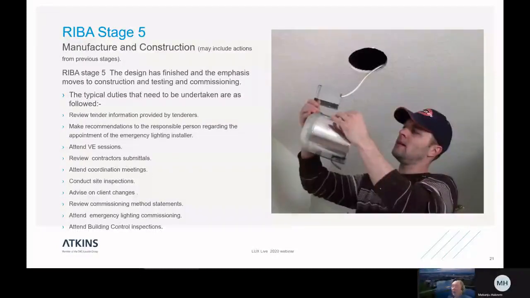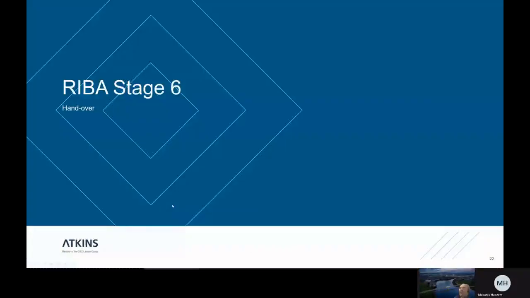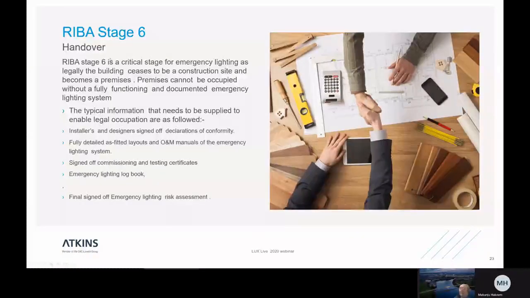So it's really important. This is the business end, and all the emergency lighting documents must be in place as you get into RIBA 6. So you must have installers and designers sign offs, declarations of componentry, fully detailed as fitted drawings, manuals of the emergency lighting, signed off commissioning settings, emergency lighting logbook, and a final signed off emergency lighting risk assessment.